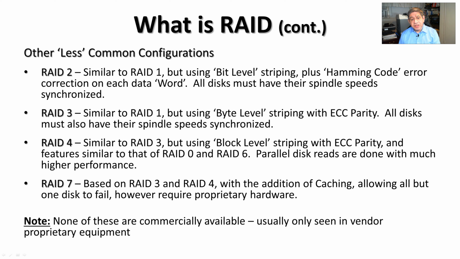RAID 7 is a variation of RAID 3 and RAID 4 combined. It takes the best of both worlds, and it also has something called caching. So on the dedicated hardware controller for it, you have to have some caching memory that actually caches in blocks from the disk. Very fast, and as a result also requires a special hardware controller. All of these generally require a special hardware controller, and you really won't find them commercially available. They were made by certain vendors in proprietary systems.